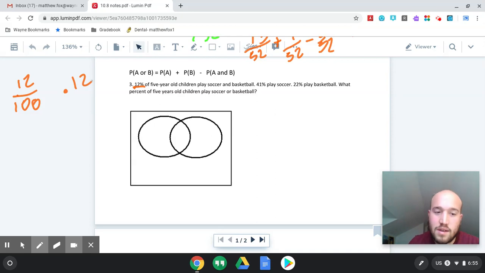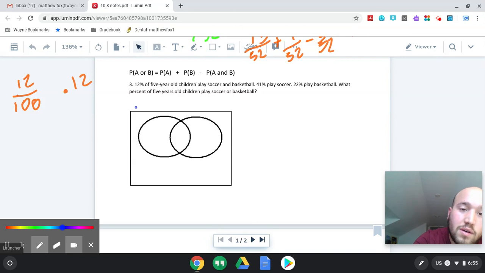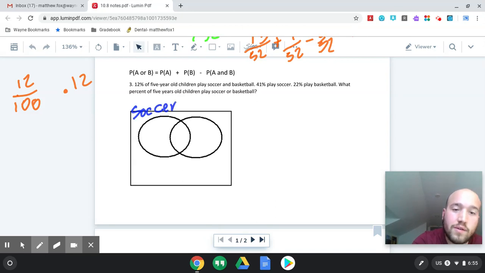Now it says 12% of 5-year-old children playing soccer and basketball. Okay, so 12% of 5-year-old children play both soccer and basketball. If we look here, we're going to go ahead and label this first one soccer. That represents the first circle. And the second circle we're going to label basketball. Sorry, they're not really circles. Second oval.